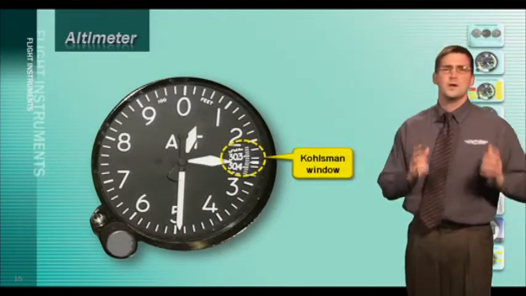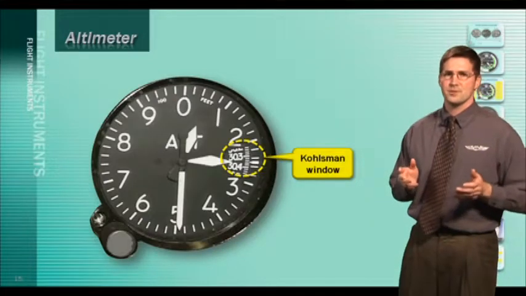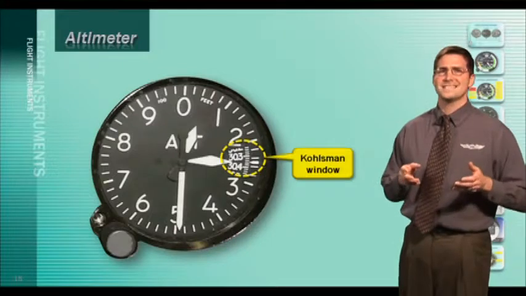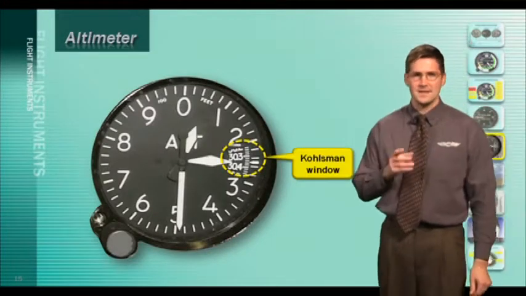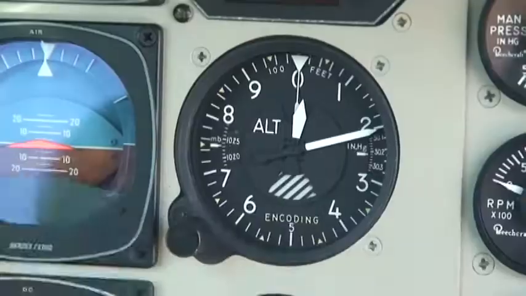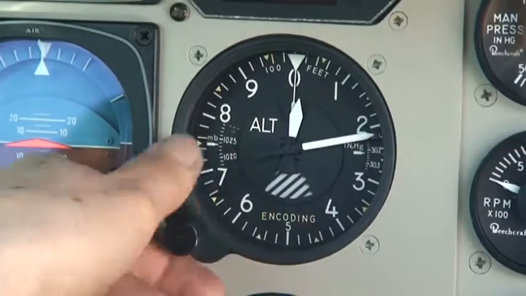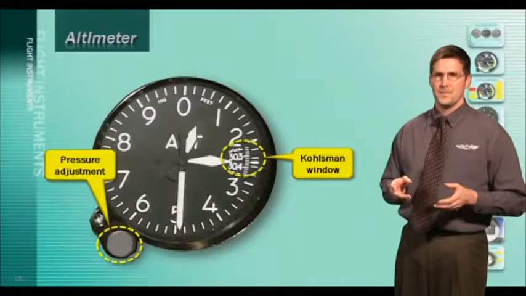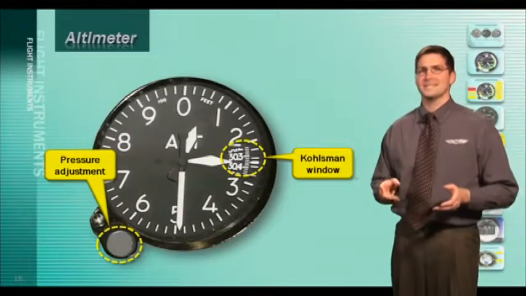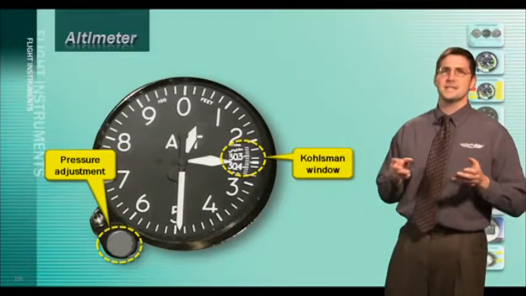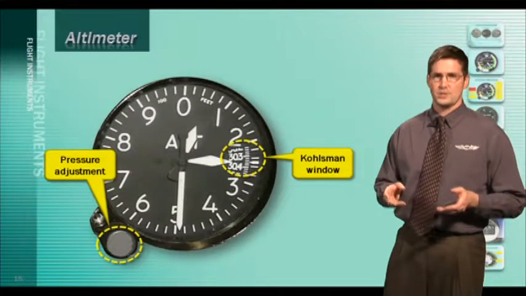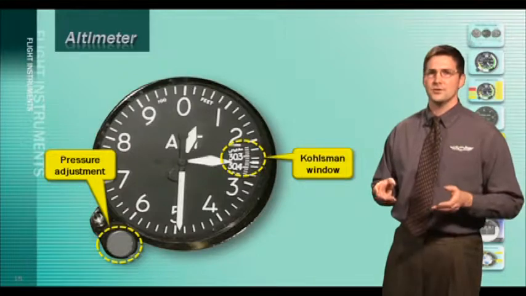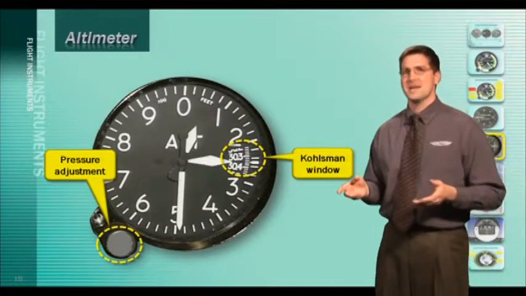The Kollsman window is used to set the current barometric pressure. The current barometric pressure, often referred to as the altimeter setting, is provided by the tower or directly to the pilot by an ATIS or ASOS broadcast. This data is set directly into the Kollsman window. Now, if you are departing from an airport that does not have these services, simply set the dial to the field elevation from which you are departing. This way, you'll get a fairly accurate indication of your altitude above mean sea level, or MSL.